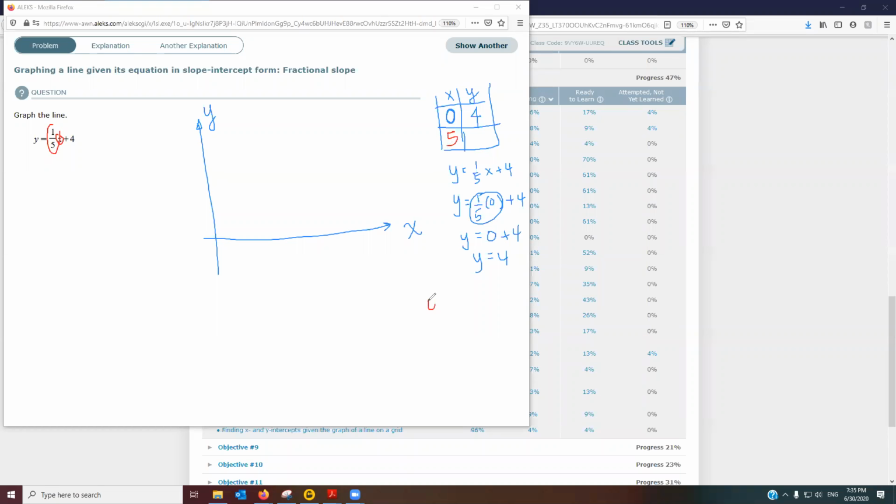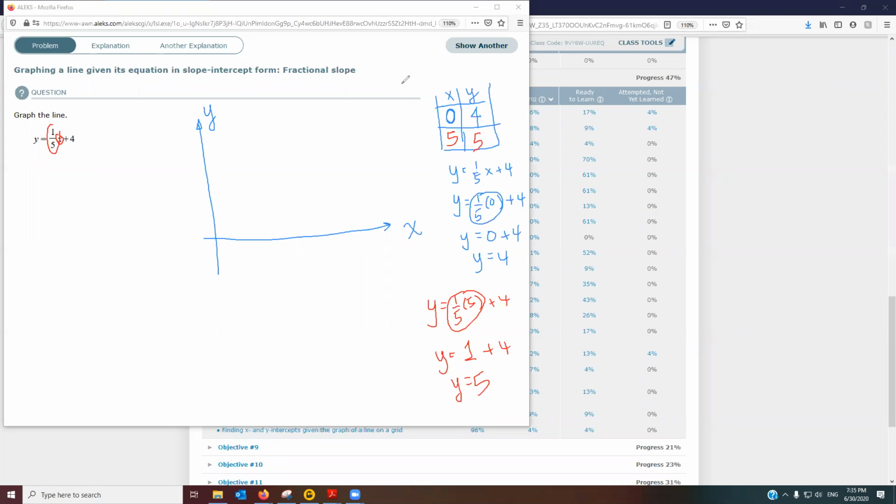Let me show you why that's a good choice. Well, if I have 1/5 times 5, this just equals 1. So that's a whole number. So then I'm going to end up with Y equals 1 plus 4, or Y equals 5. So for this equation, what I would like to do is pick X to be multiples of 5. I could pick X to be 10 or 15 or 20, because then when I multiplied it by that fraction 1/5, I would still end up with a whole number.